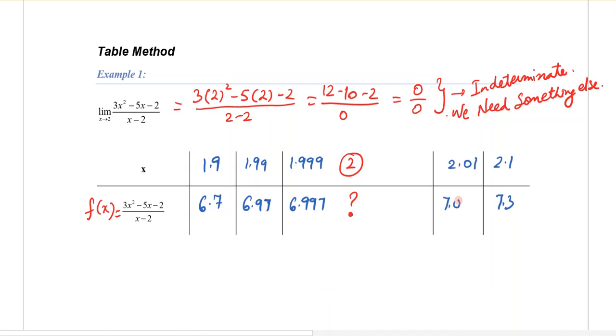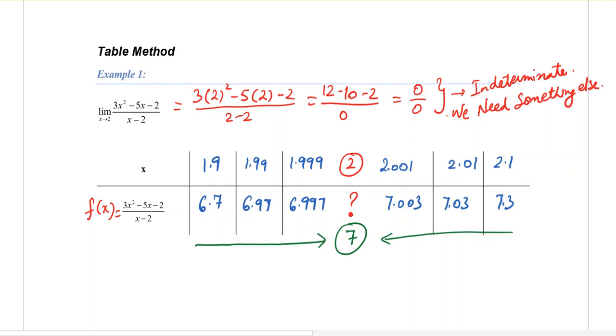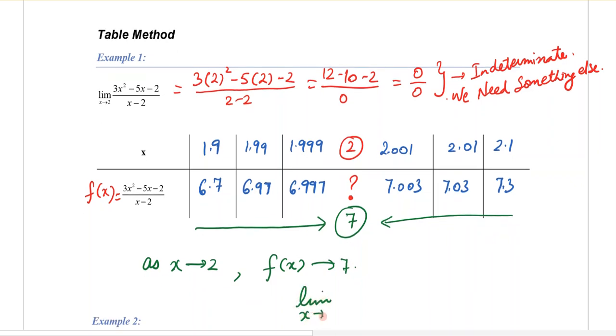2.01, we get 7.03. If we go 2.001, we get 7.003. Similarly, if we choose 2.0001, we'll get 7.0003, and so on. The thing that we notice here is that from this side the values are approaching 7, and even from this side the values are approaching 7. So as x approaches 2, f(x) approaches 7, and we say that the limit as x approaches 2 of f(x) in this case is 7. This is what we were trying to find.